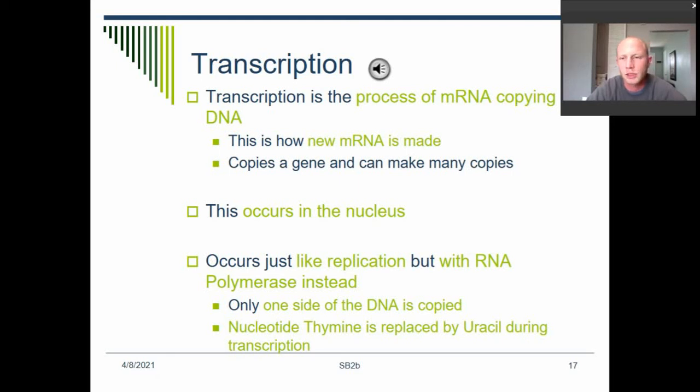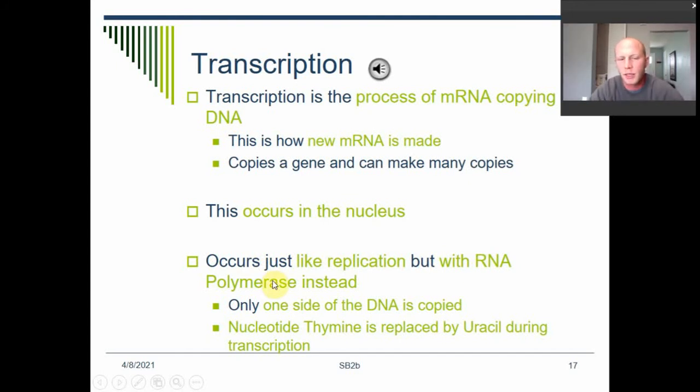It copies a gene. Proteins are made from a single gene, and we have over 25,000 genes in our DNA, right? What will happen is only one protein is made at a time. So that mRNA will go to that gene, read that entire gene, and copy itself a piece of mRNA. This process occurs in the nucleus. This occurs just like replication, but with RNA polymerase instead.